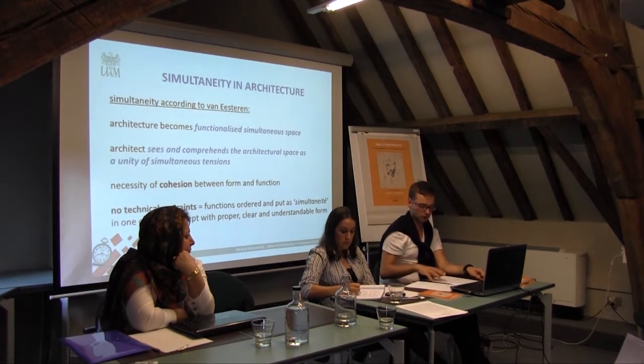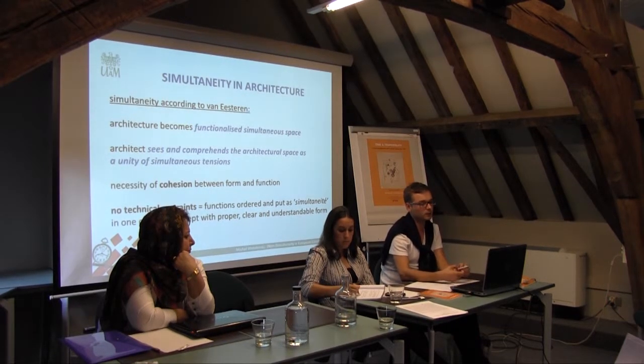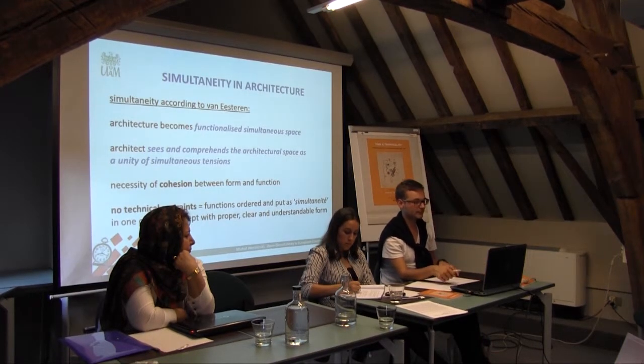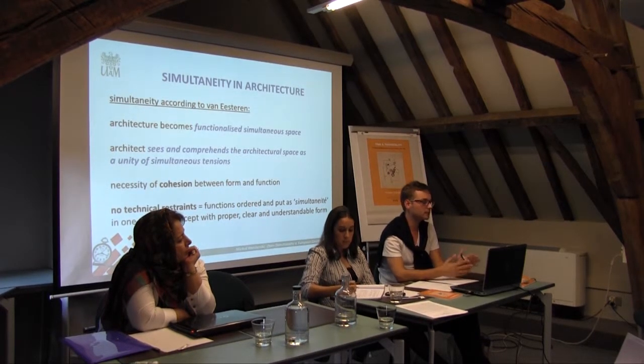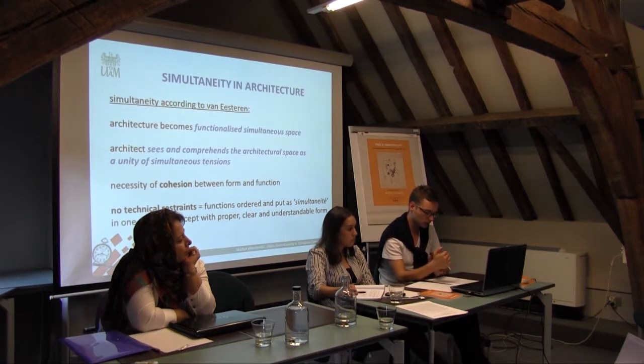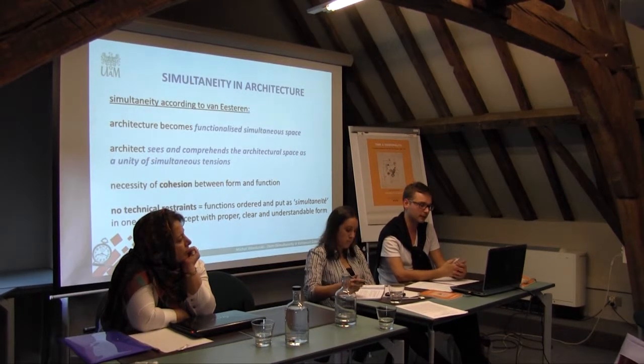Van Eesteren, a Dutch architect, claimed that architecture becomes a functionalized simultaneous space, and the architect sees and comprehends the architectural space as a unity of simultaneous tensions. He underlined the necessity of cohesion between form and function, as only when all technical restraints are put aside, functions can be ordered and put as one simultaneity in one creative concept with proper, clear and understandable form.